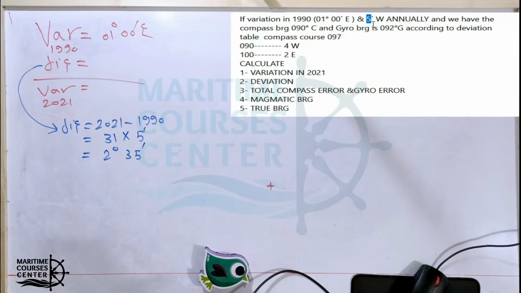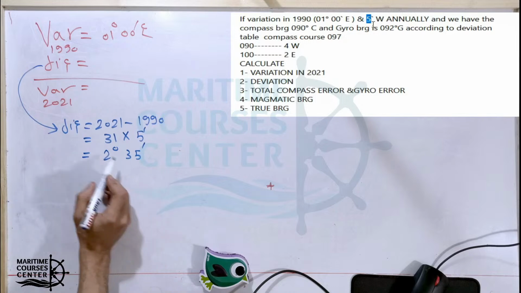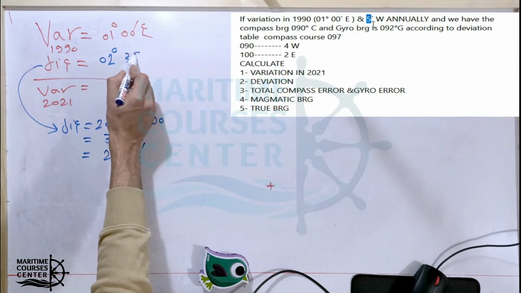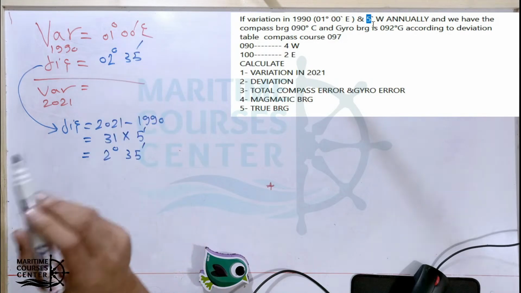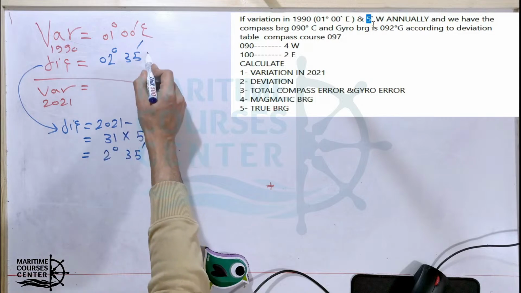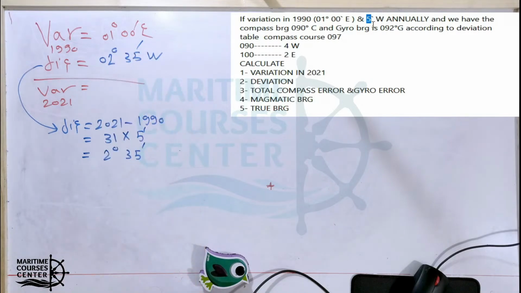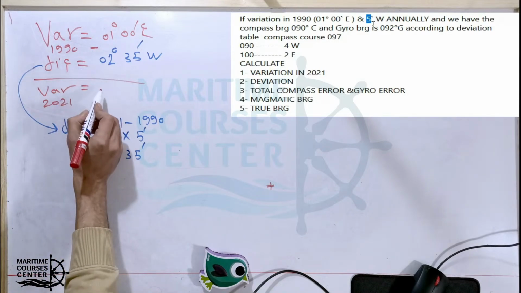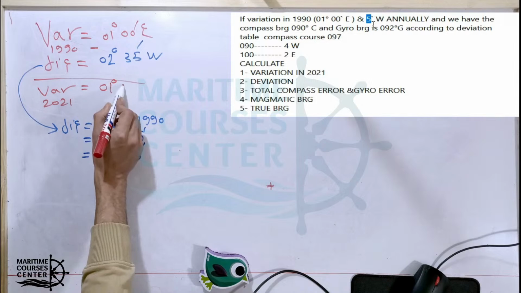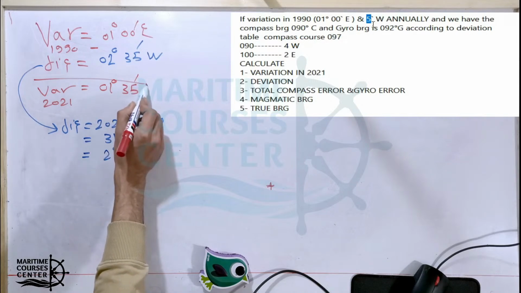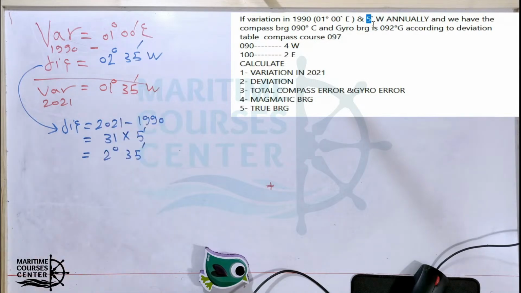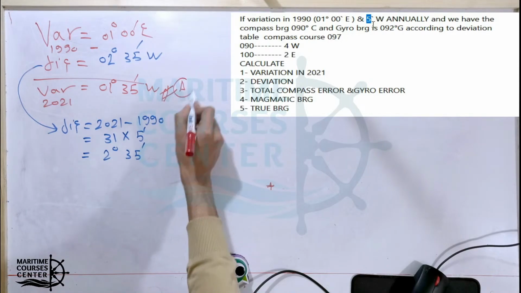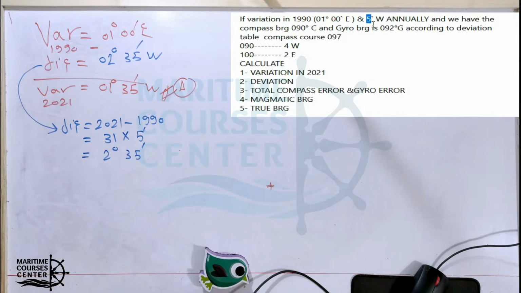Okay, so right now we have calculated the difference. So the difference is equal 2 degrees 35 minute, and it is west. So what we're going to do, we're going to subtract this from this. So it's going to be 01 degree and 35 minute west. Okay, so first we have calculated the variation, this number A, and we want also to calculate the deviation.